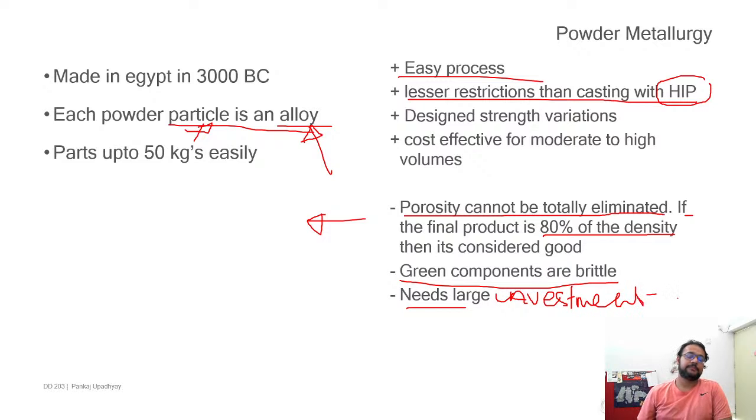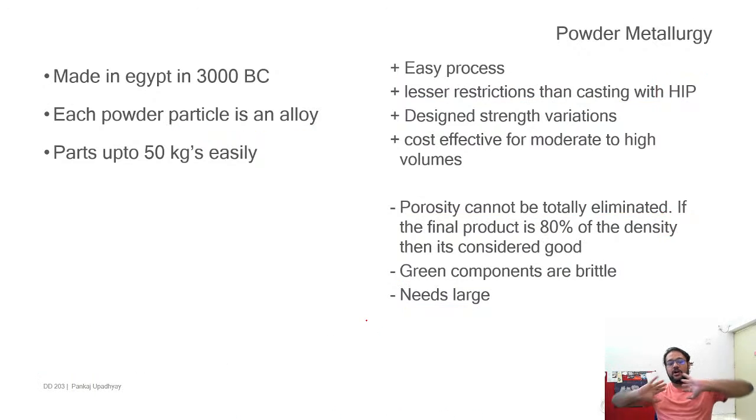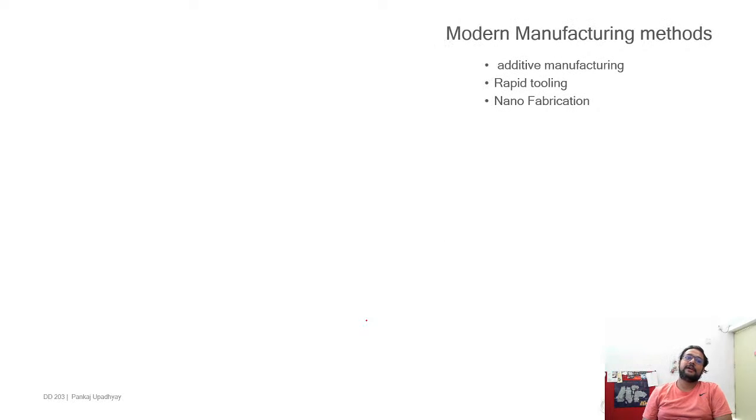Right. Okay, so that does it for our powder metallurgy section, and we are almost clear of our prescribed syllabus. There are a few things that I think in this class we can discuss. So I would like to discuss three things. Okay, one is additive manufacturing.